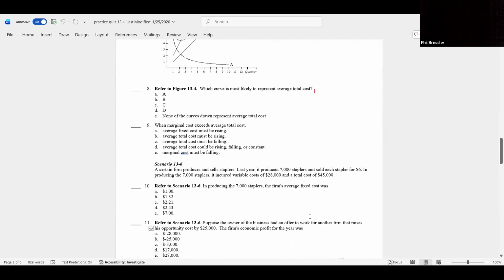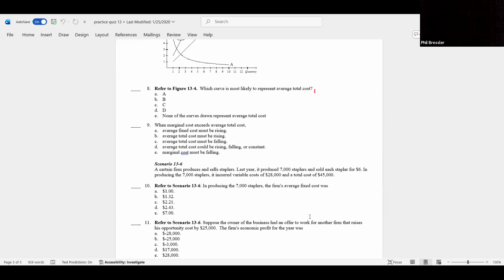Okay. Last scenario. All right. 7,000 staplers and they sold them for $6. So if they ask you for total revenue, it's 7,000 times 6, price times quantity. In producing the 7,000 staplers, they had variable costs of 28,000 and a total cost of 45,000. So total cost equals variable plus fixed. So I know then fixed cost has to be 17 and variable 28 because that equals 45.